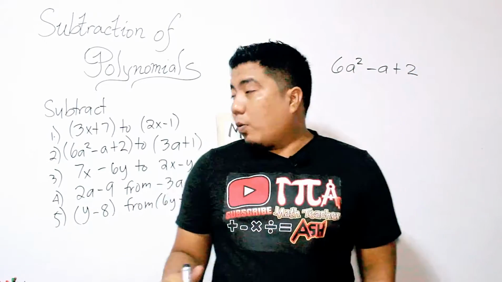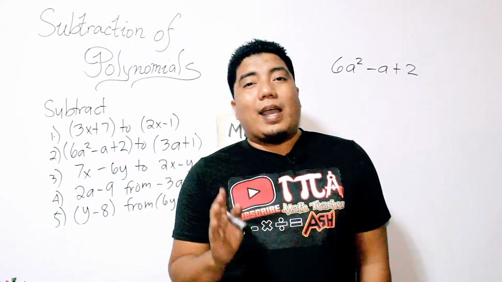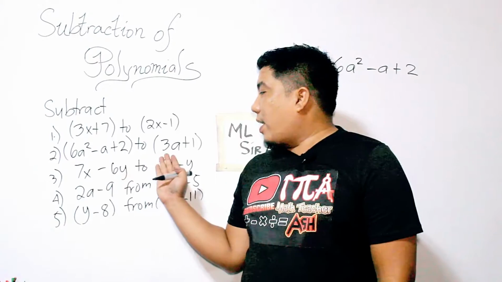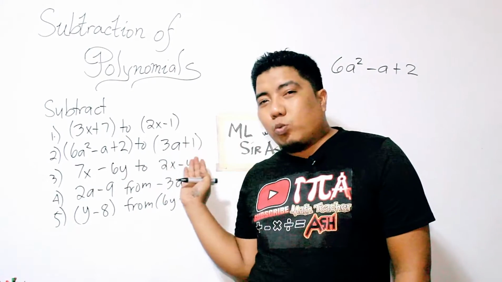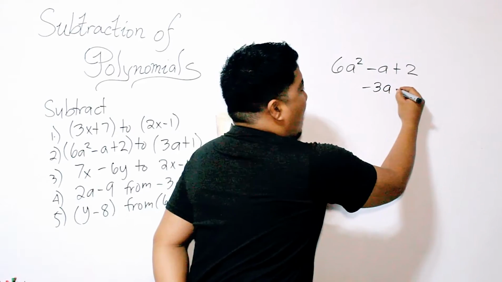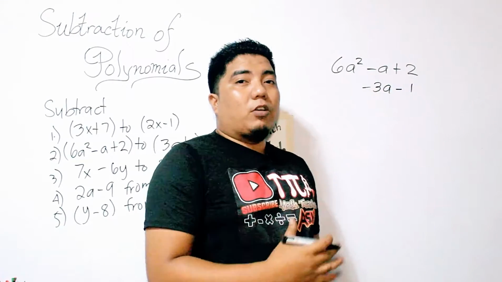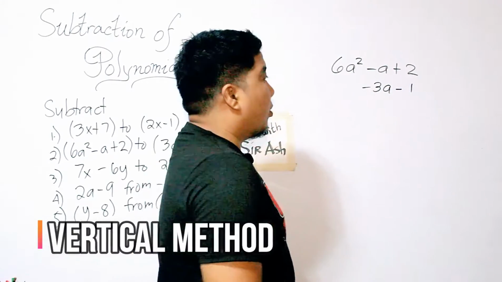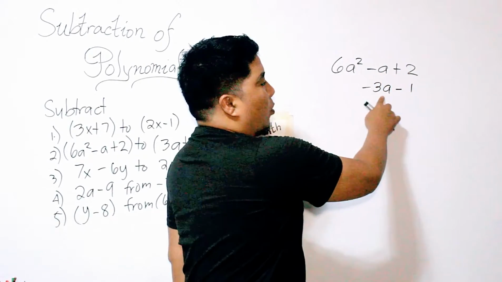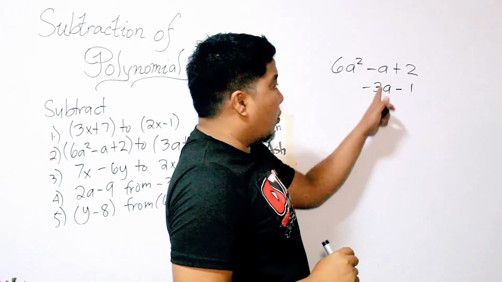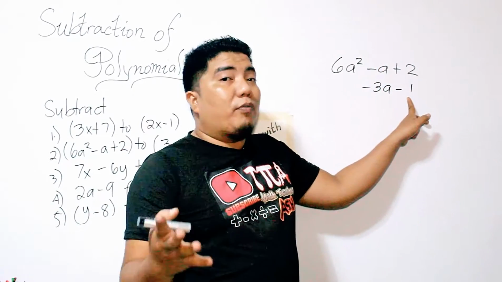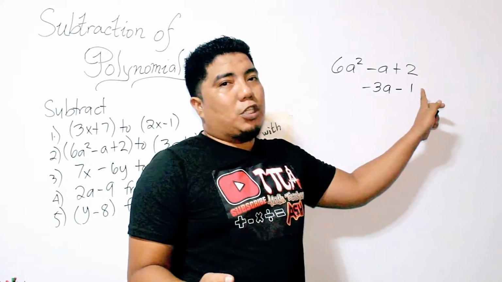And then, for our subtrahend, we will get the additive inverse of 3a plus 1. And that will give us negative 3a minus 1. So, we will just put it here, negative 3a minus 1. This method that I am showing you is the vertical method. I align the linear terms. So, this has a, this also has a in the first degree. So, I align them with each other. This has no variable. This has also no variable. So, I align them with each other.